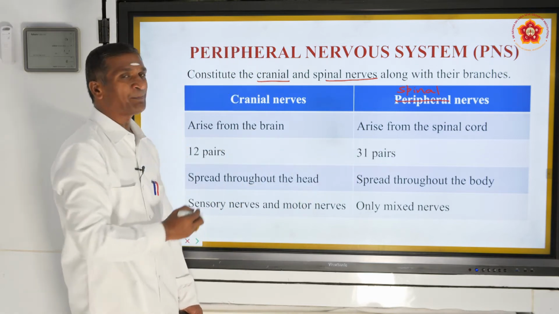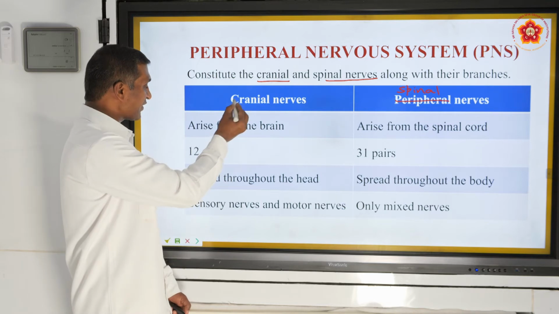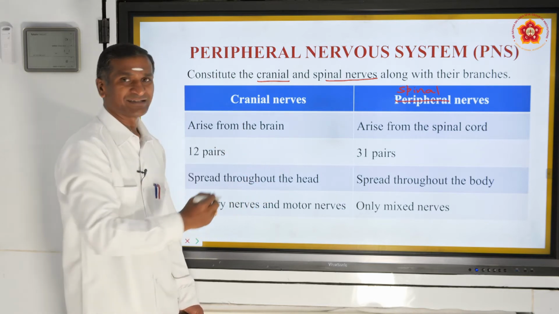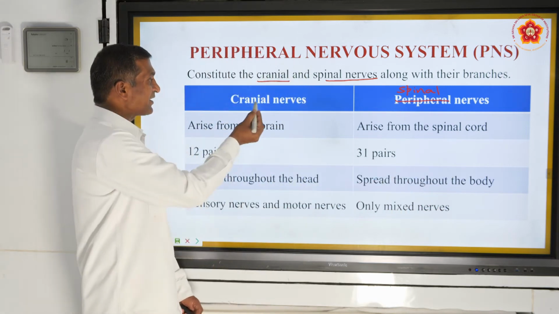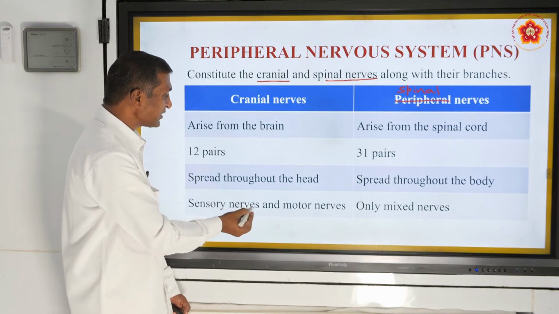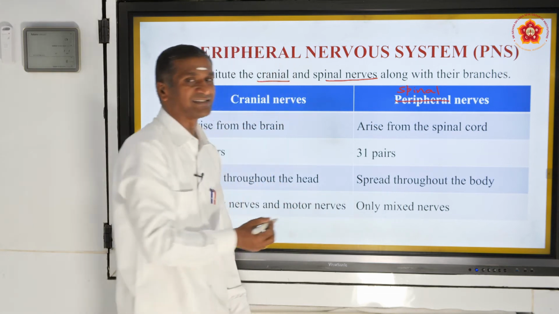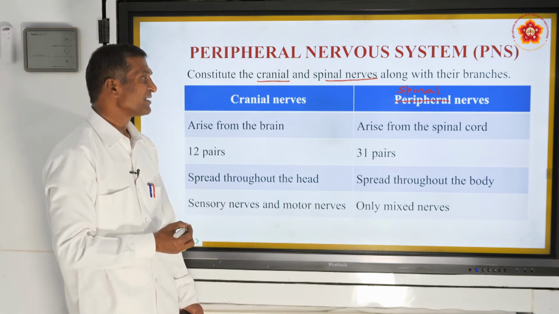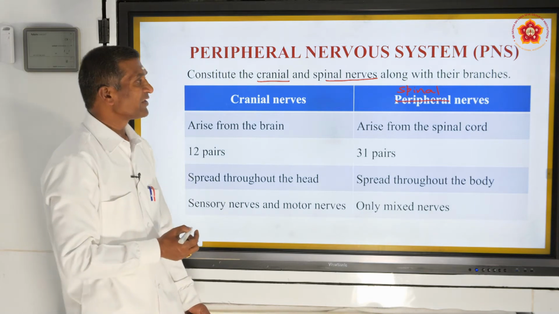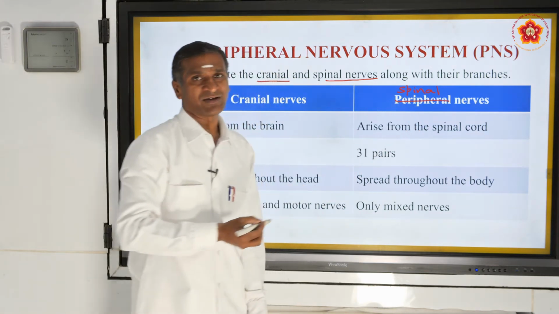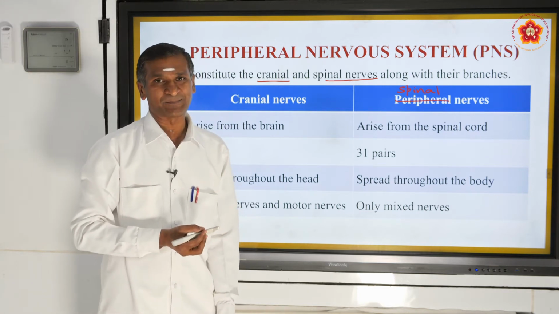Cranial nerves, 12 pairs. Spinal nerves, 31 pairs. Cranial nerves spread throughout the head, whereas the spinal nerves throughout the body. Cranial nerves, they are sensory nerves and motor nerves, but spinal nerves, only mixed nerves they are. This is the difference between the cranial nerves and the spinal nerves. Sorry for the slight mistake of writing peripheral instead of spinal.